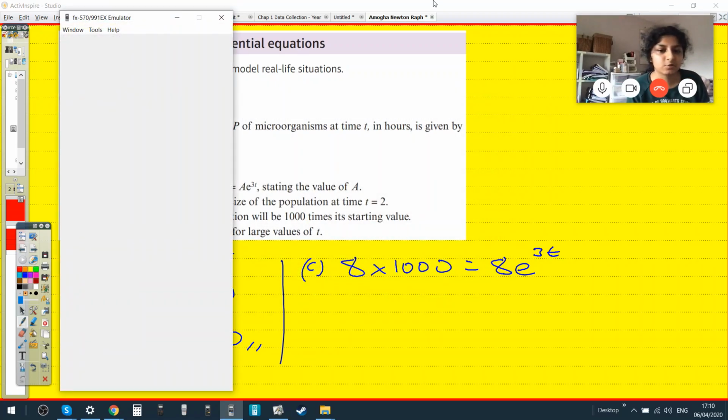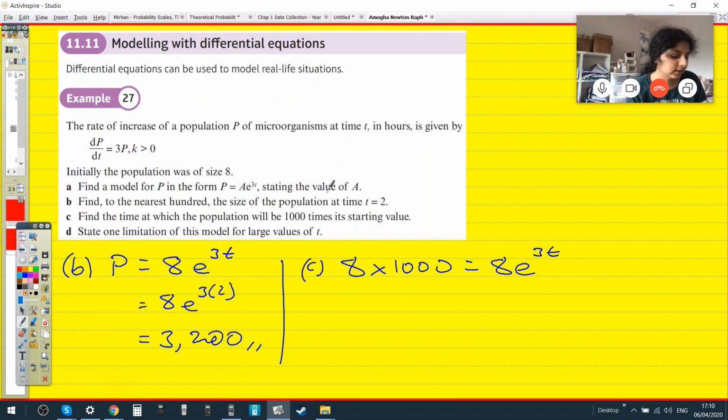It's about 2.3, I think. 2.3 what? Seconds. Wait, it doesn't say. It's just hours. Okay. So T is equal to 2.3 hours. I think that's fine. I think. And D.